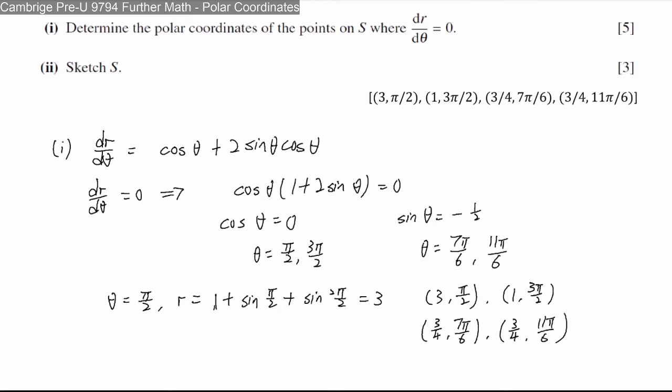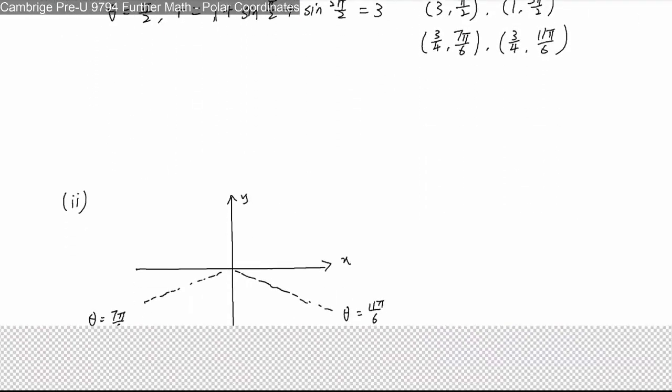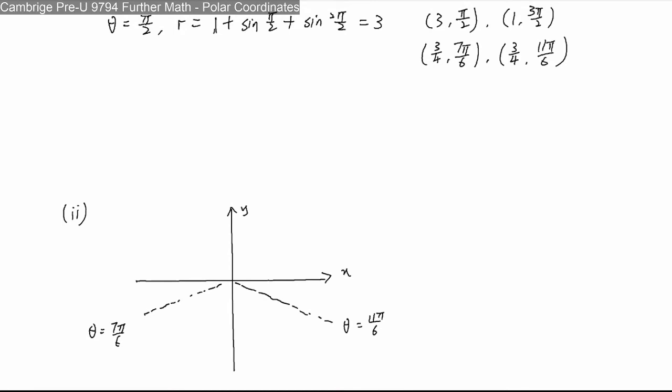So these points are going to help us in the sketching later. When we want to sketch, we can see there are a few points where dr/d theta is equal to 0, so that means we could have the maximum r or the minimum r. If we mark all those points on the graph, when theta is equal to pi over 2, we have r is 3, and when theta is equal to 3 pi over 2, r is 1.